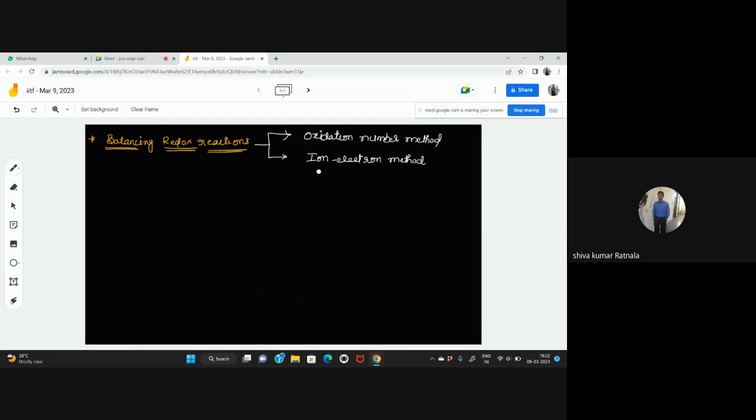This ion electron method is also called the half equation method, or the half reaction method. For objective questions we don't need the approaches, but I will tell you one trick also. First let me complete these methods, and after that we can discuss which type of questions they are going to ask.